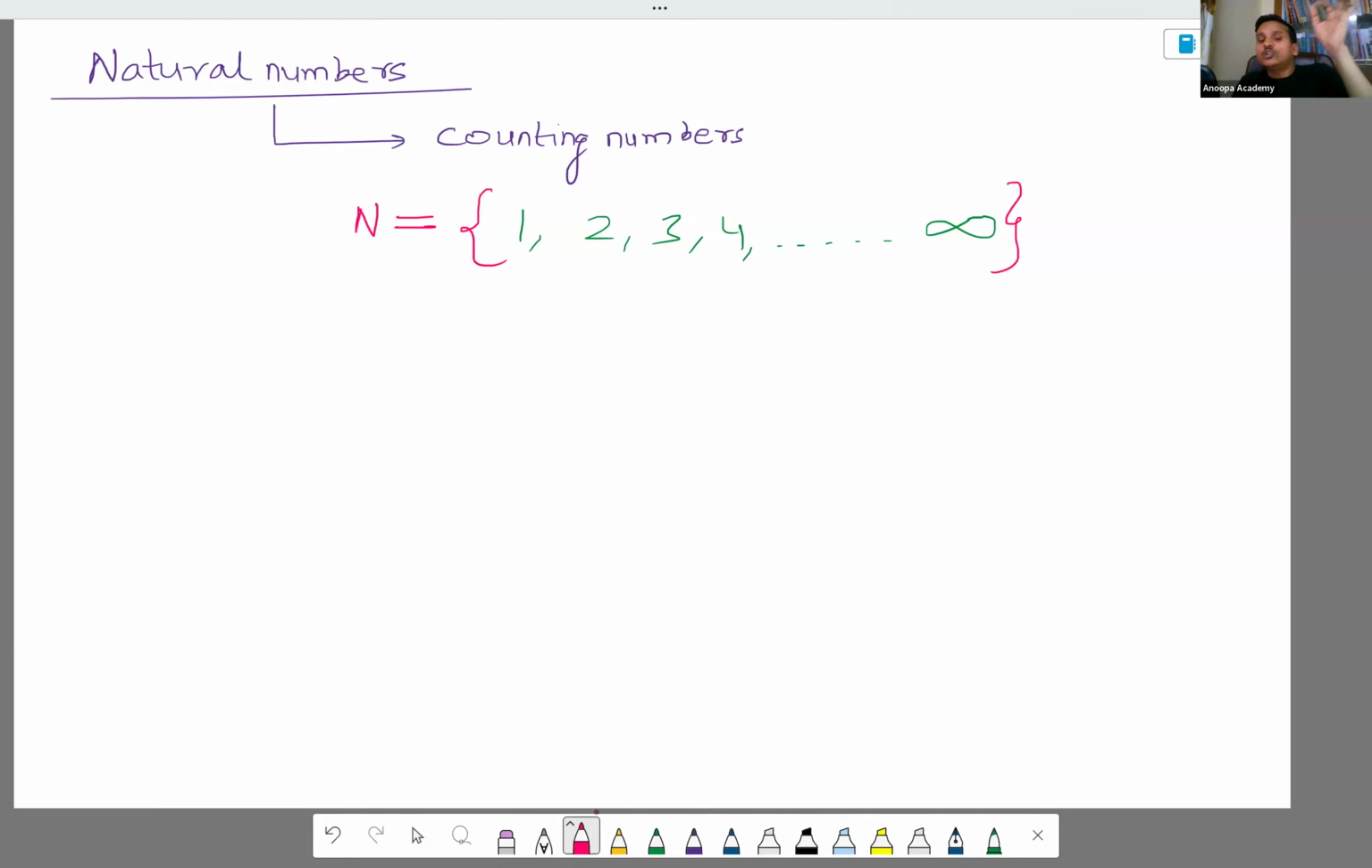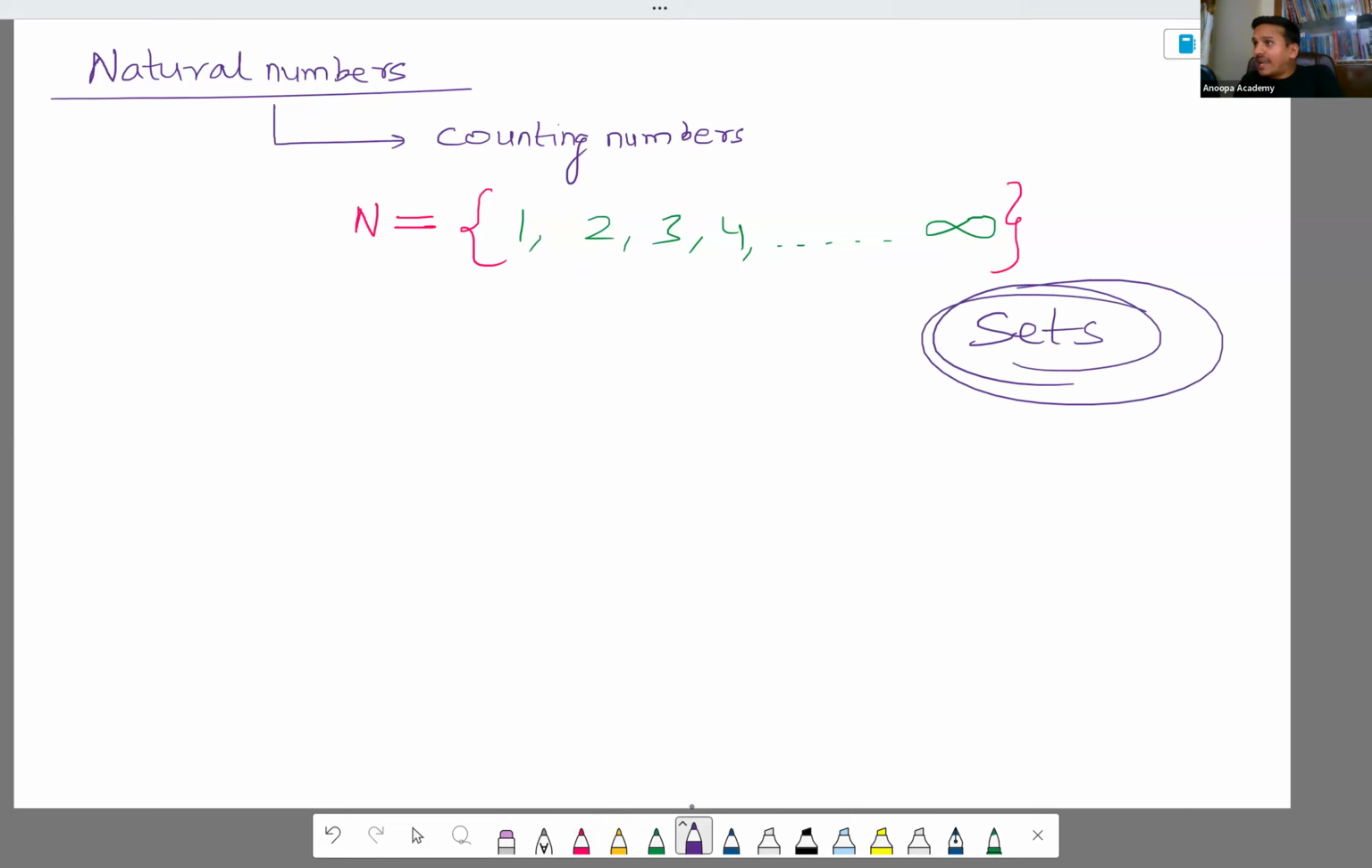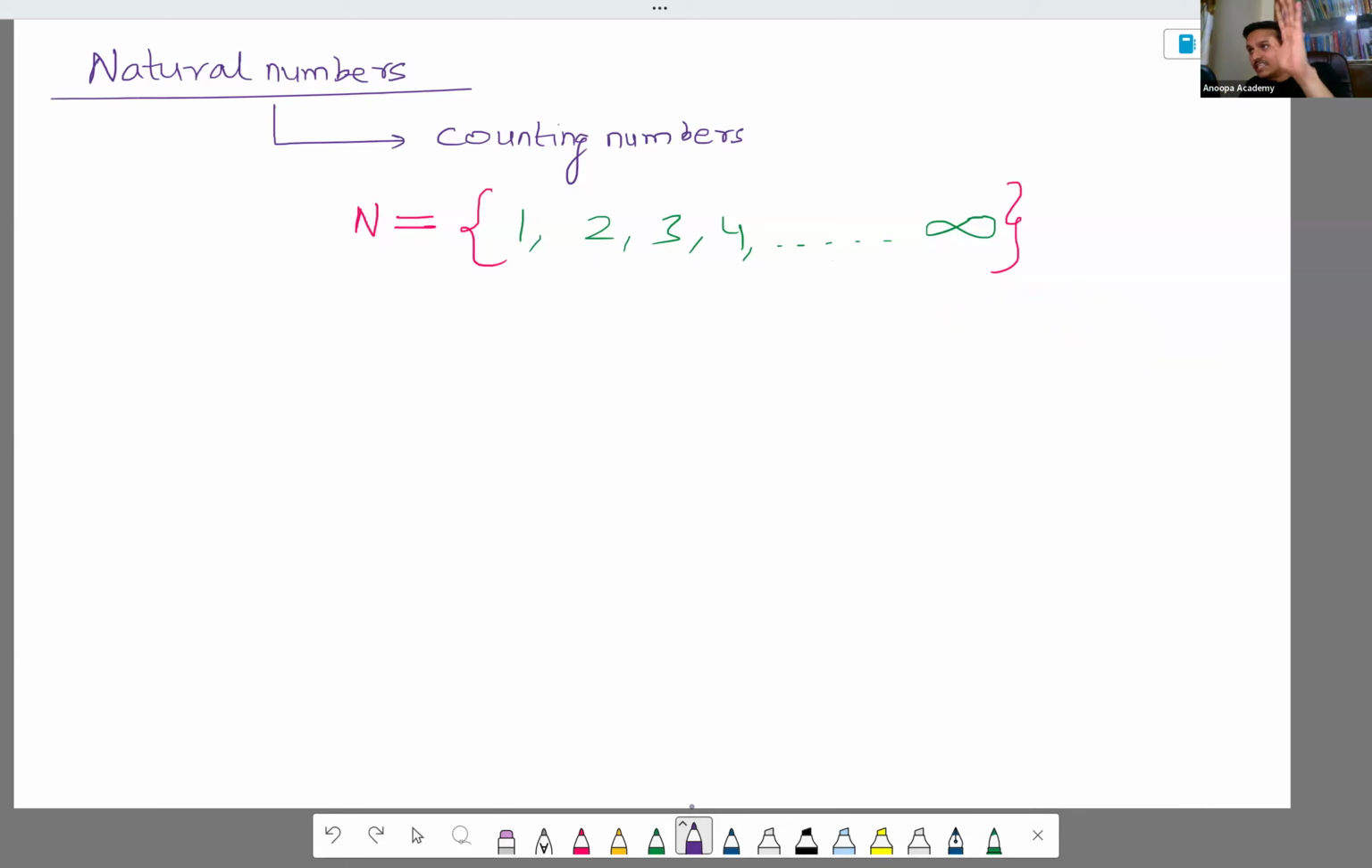In your higher classes, you will learn a chapter called sets. In that chapter, you will just use the letter capital N. Capital N means a collection of natural numbers. So wherever capital N is mentioned, remember it is a set of numbers starting from 1 and going up to infinity.